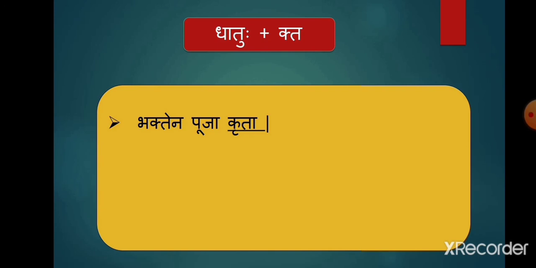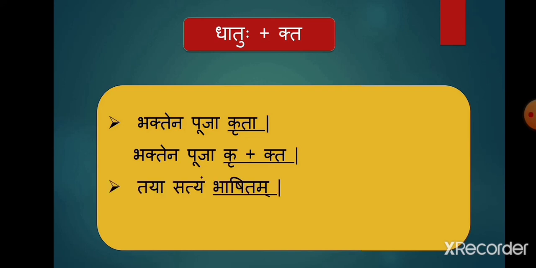Students, you will also be asked to split the dhatuhu and the pratyayah. For example, bhaktena puja kruta. Here you need to split the dhatuhu and the pratyayah from the underlined form. And the answer is bhaktena puja kru dhatuhu plus kta pratyayah. Let's see one more sentence. Taya satyam bhashitam. And the answer is Taya satyam bhash dhatuhu plus kta pratyayah.